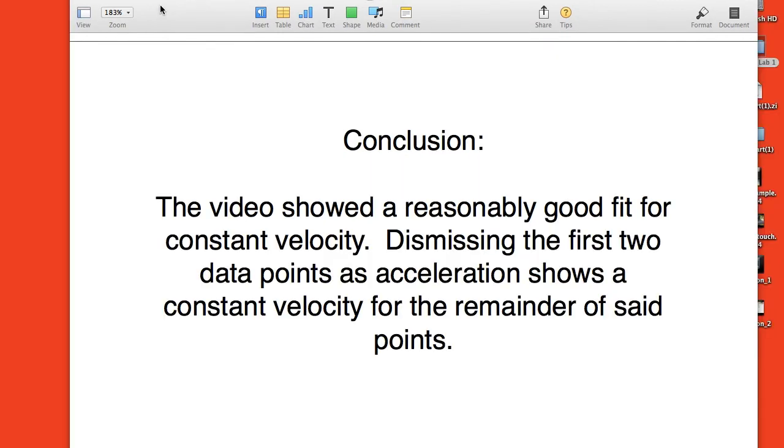Our conclusion states that the video showed a reasonably good fit for constant velocity. Ignoring the first two data points as showing acceleration rather than constant velocity, we see that there's a good linear fit for the remainder of the points.